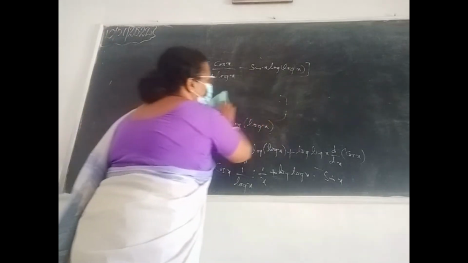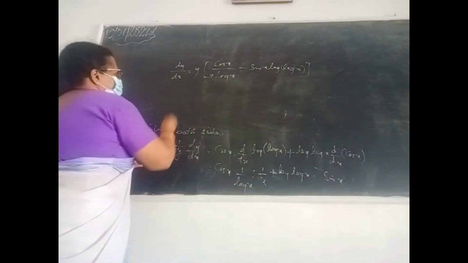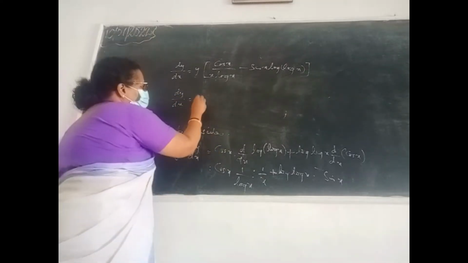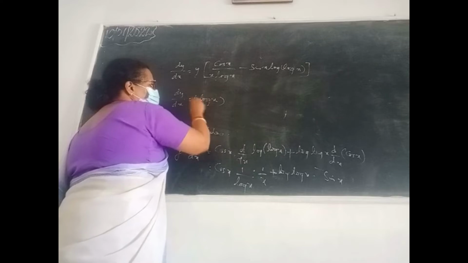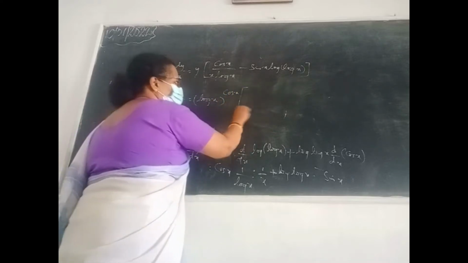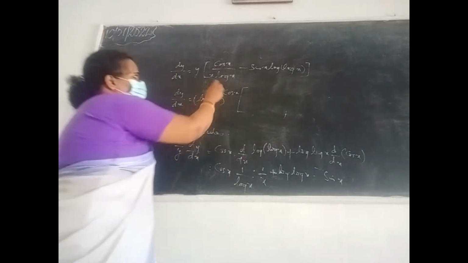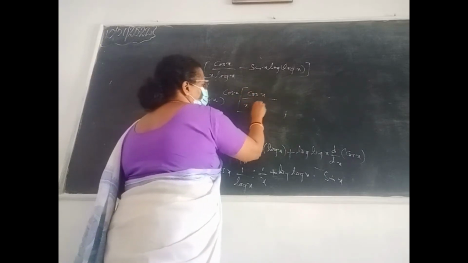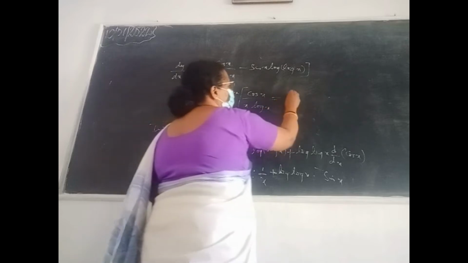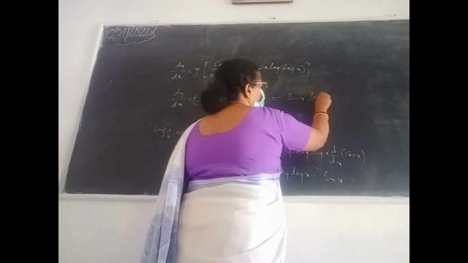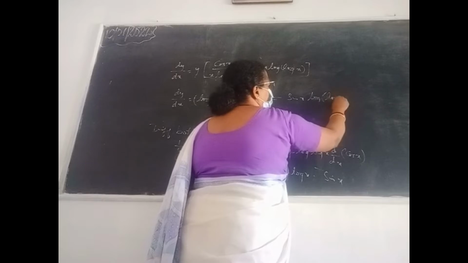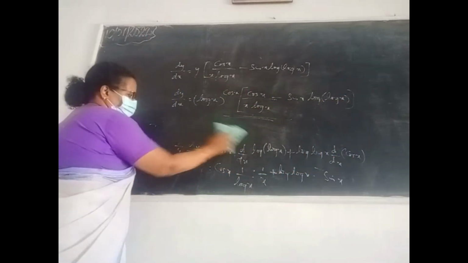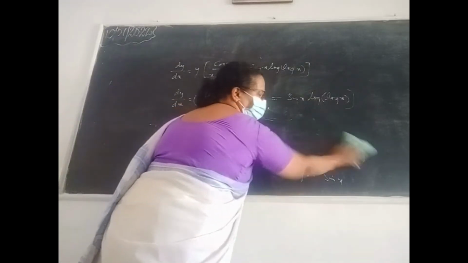So what is the final answer? dy by dx equal to y is log x raised to cos x into this bracket, just write it in the same way, cos x by x log x minus sin x log of log x. I hope you understood the method. Okay.